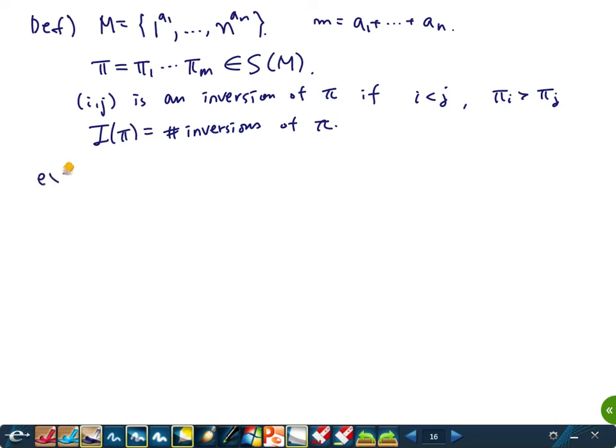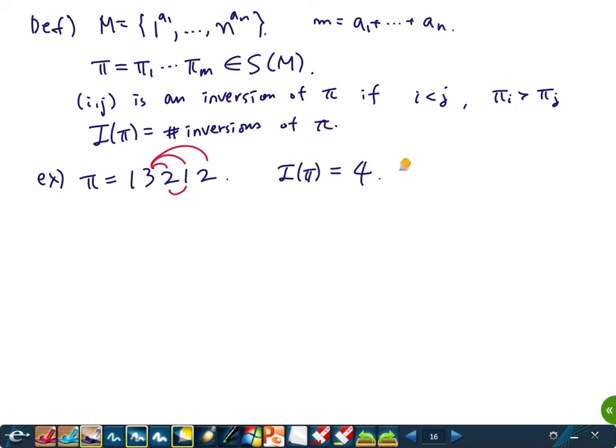So for example, if pi is 1, 3, 2, 1, 2, what is the inversion number? You count pairs which are out of order. 1 is always okay. 3, 2; 3, 1; 3, 2; and 2, 1, right? There are 4 inversions, so it's going to be 4.